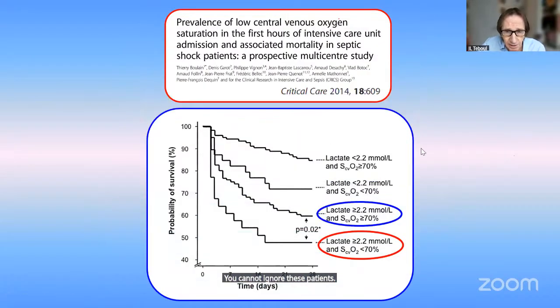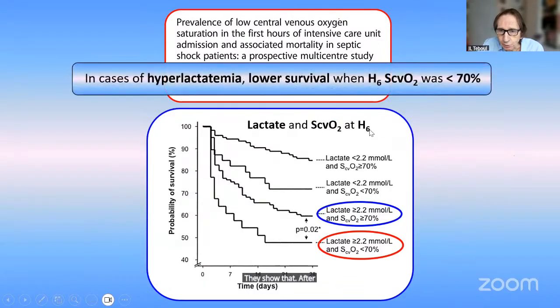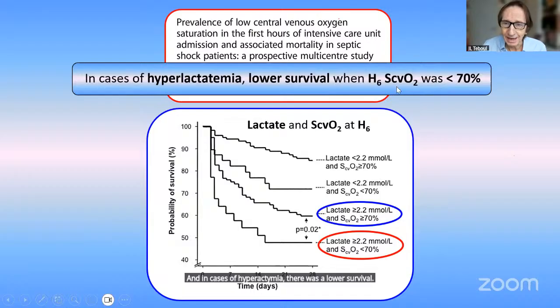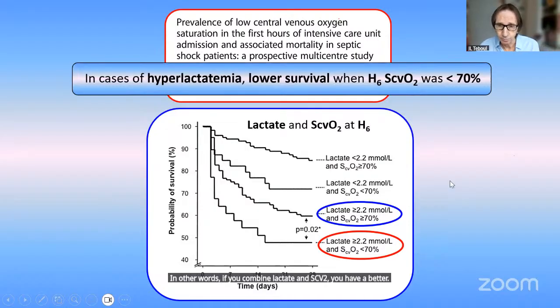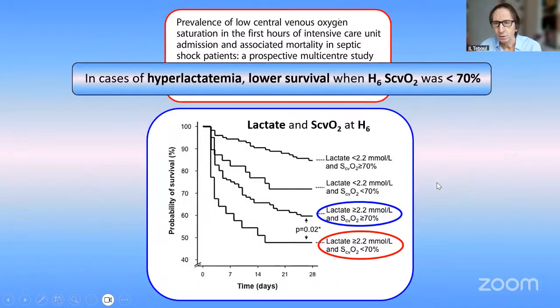In addition, in their paper, they show that after 6 hours of resuscitation, and in cases of hyperlactatemia, there was a lower survival when the ScvO2 at H6 was lower than 70%. In other words, if you combine lactate and ScvO2, you have a better estimation of outcome.